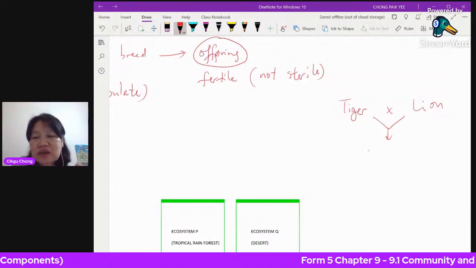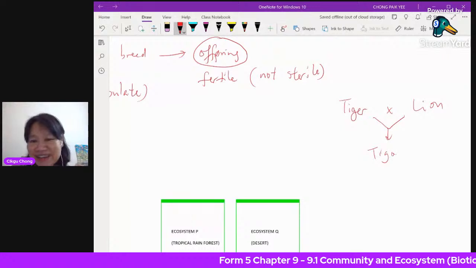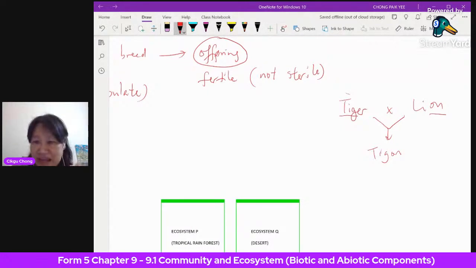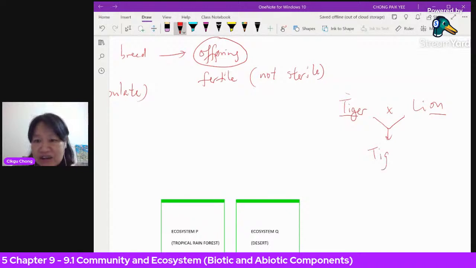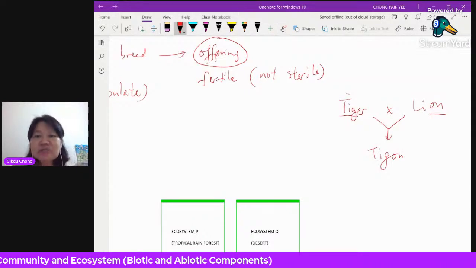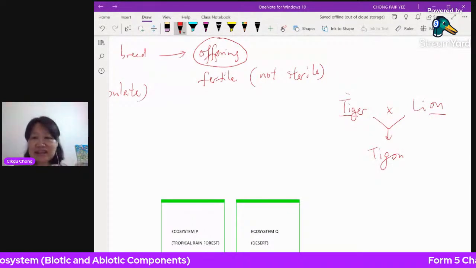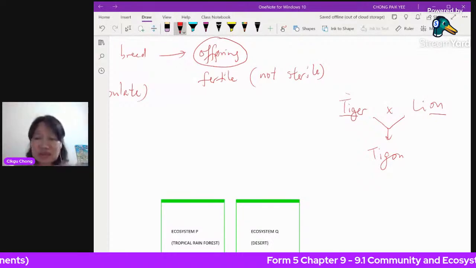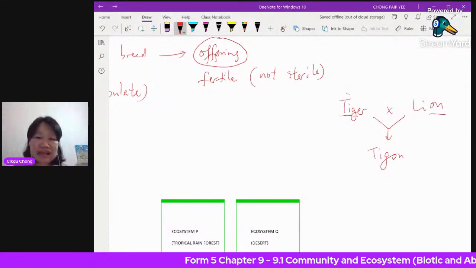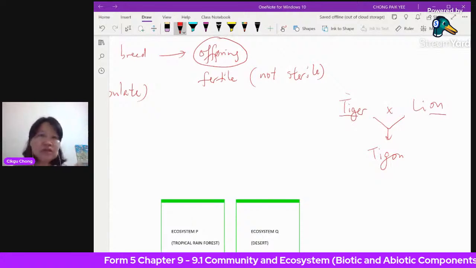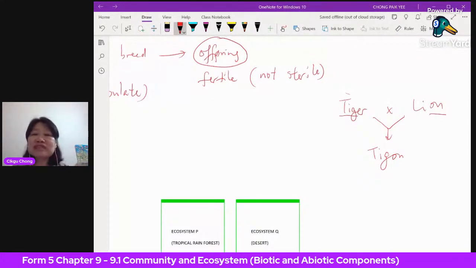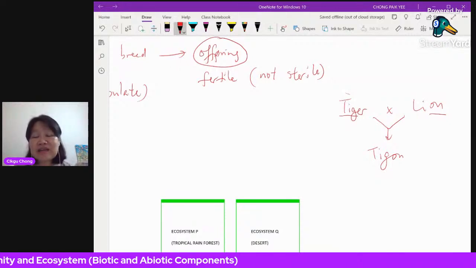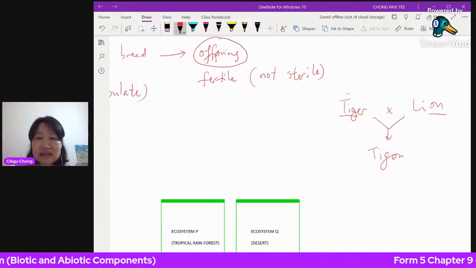What you get is called a tigon. Interesting, right? You take the name of the tiger and the name of the lion, and you get a tigon. It's a cross between a tiger and a lion. This is very interesting, something you do not get in a textbook. I want to give you this information. So tiger and lion, of course you can mate them. Animal instincts, when there's a male and a female, they get together, you know what they can do. So tiger and lion, you get a tigon.